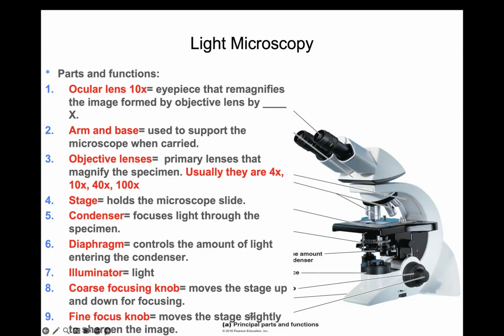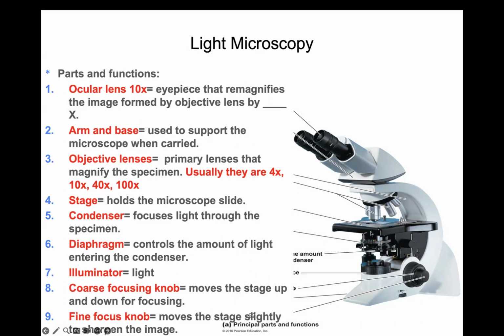The objective lenses are these. They're the lenses that magnify what you're looking at, and there's typically four. Usually light microscopes have four objective lenses, four magnifications, and one is usually 4x magnification. One of them is 10x, one of them is 40x, and the maximum is 100x. So those are the objective lenses.